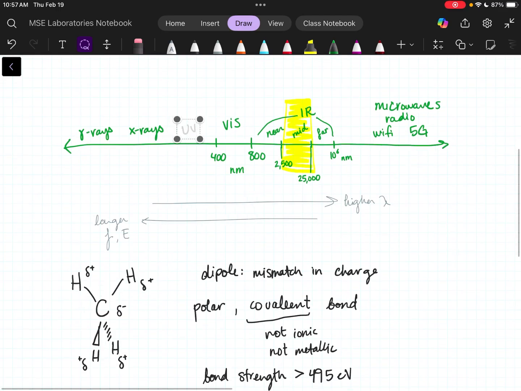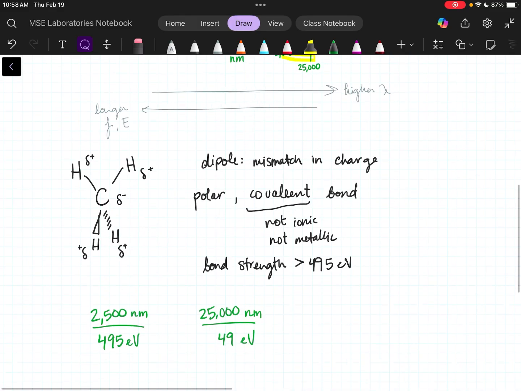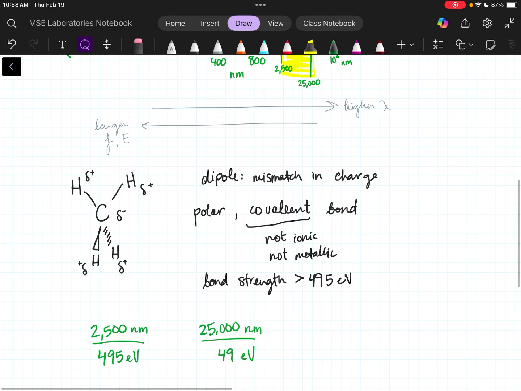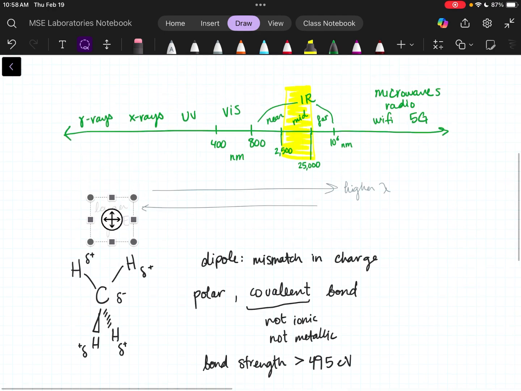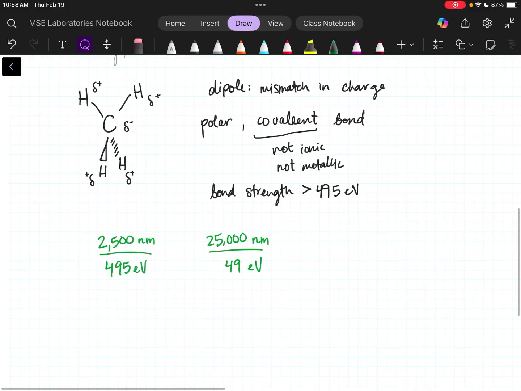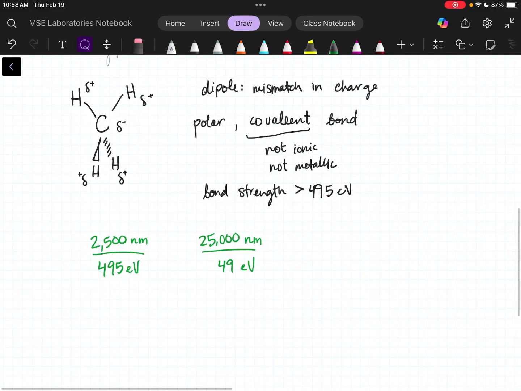Often, that's not going to be in the visible range, that's going to be in the UV range. That's why plastics break down in the sunshine, because I am physically breaking bonds with UV light. That makes sense. So their bond strength is going to be larger than this 495, which is convenient because that is the start of the mid-infrared.